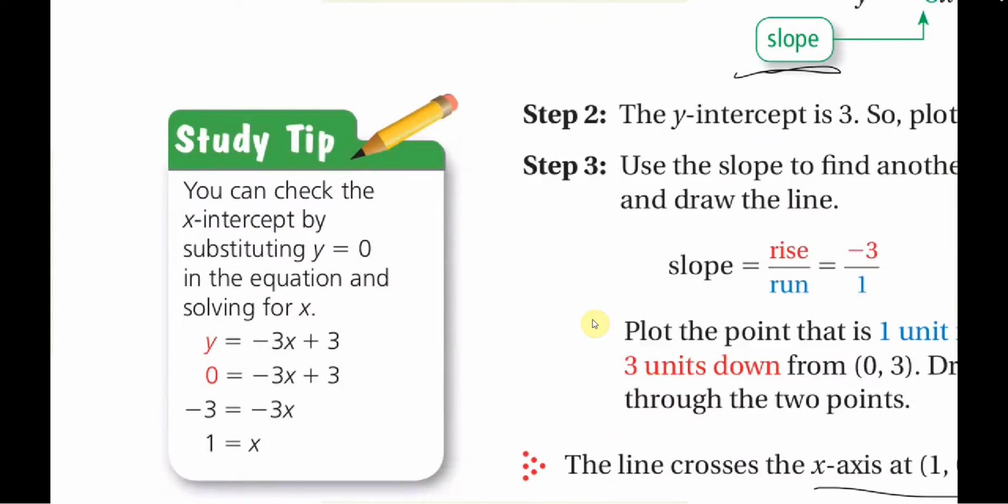So want to know a little tip? You can actually check your x-intercept by substituting y equals 0 in the equation, just like it says here. So instead of graphing it, you can find the x-intercept by just putting 0 in for y. You see how y changed to 0, and then they just solved. They subtracted 3 from both sides. 0 minus 3 is just negative 3 equals negative 3x. Then they divided both sides by negative 3. And x actually equals 1.